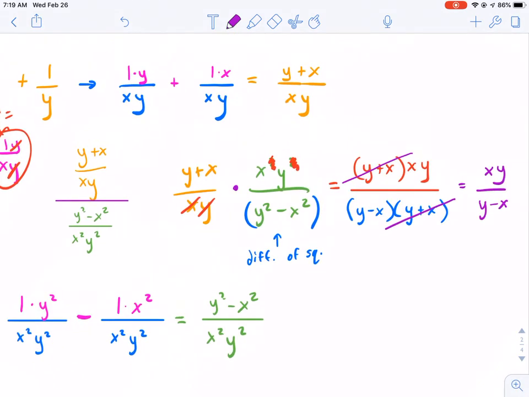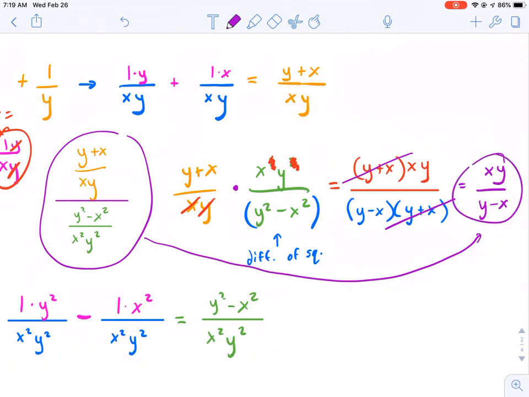And I bet you wouldn't have predicted that this monstrosity would turn all the way into this. But that is your final answer.